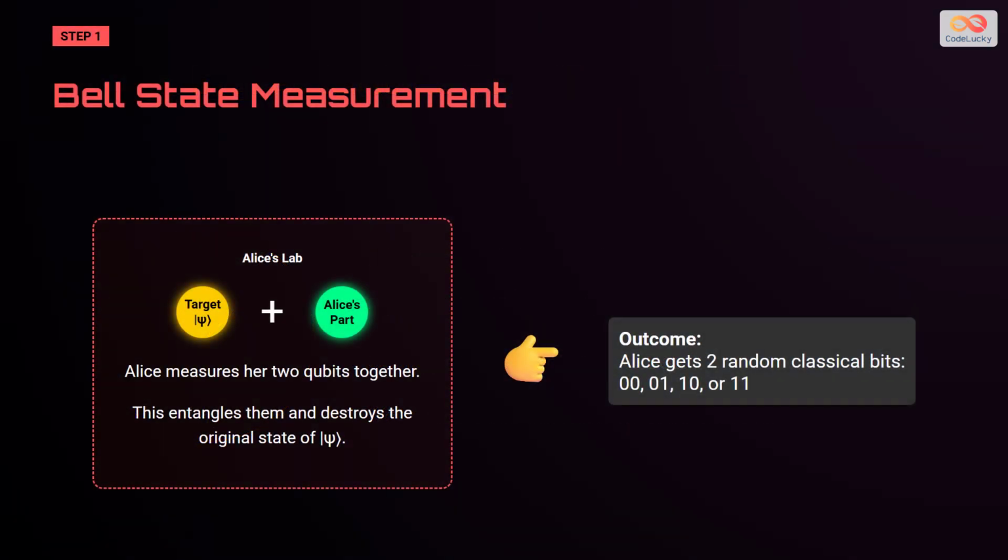The process begins in Alice's lab. She performs a special operation called a Bell state measurement on her two particles, the one she wants to send and her half of the entangled pair. This interaction forces the two particles into an entangled state. However, this measurement destroys the original state of the target qubit.